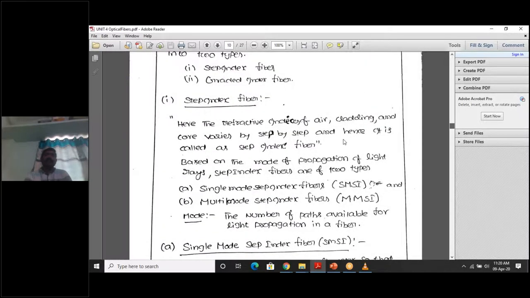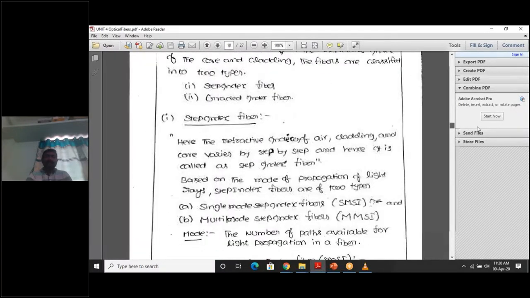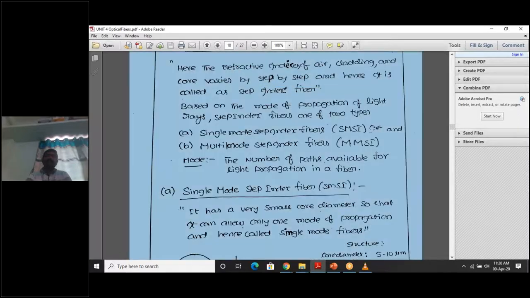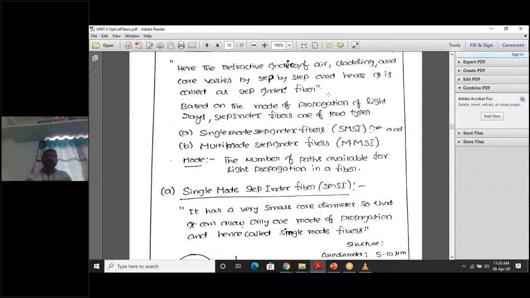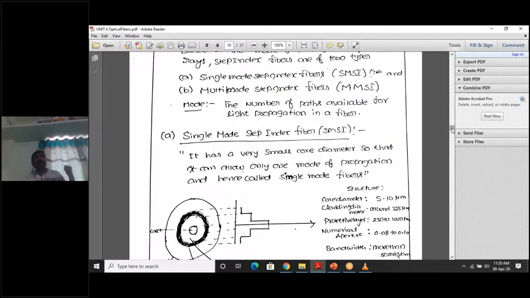That is the definition. You clearly see the definition. Here the refractive index of air, cladding, and core varies step by step, and hence it is called step index optical fiber. Based on the propagation of light, step index optical fibers are once again two types. One is SMSI, single mode step index.